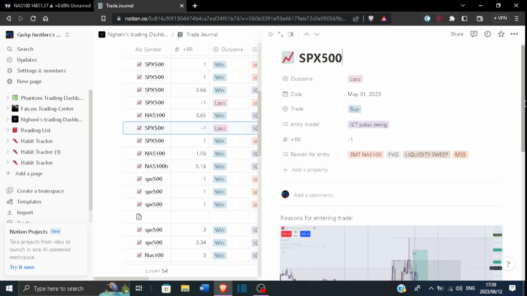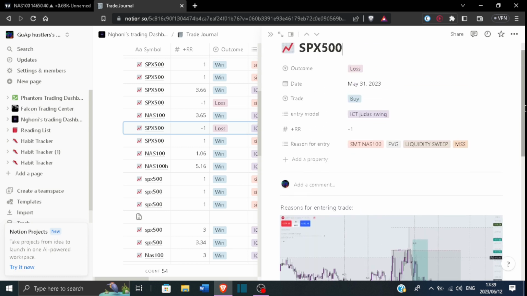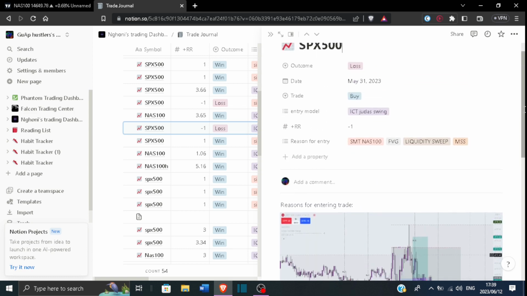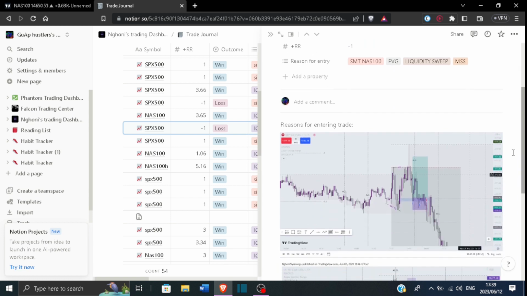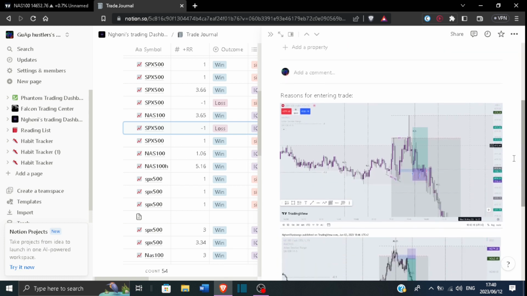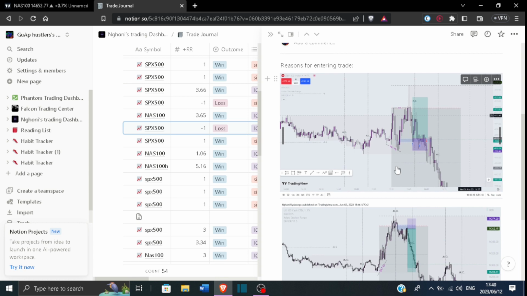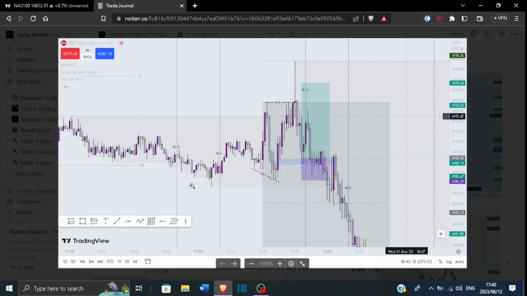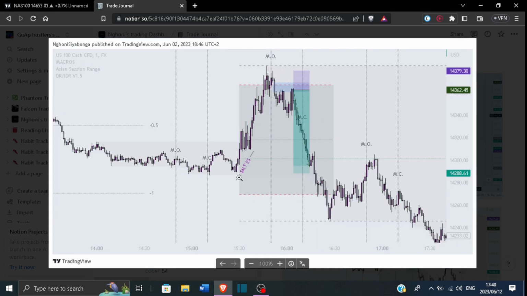Okay, so this was on the 31st of May. This is an example that we lost. Just want to show you that the strategy does lose. So we have SPX 500 here. The market opened and pushed high. So we look at Nasdaq. Nasdaq pushed high as well.